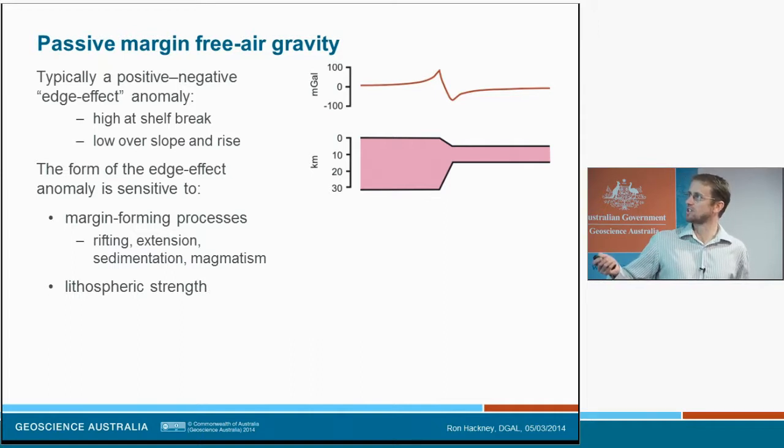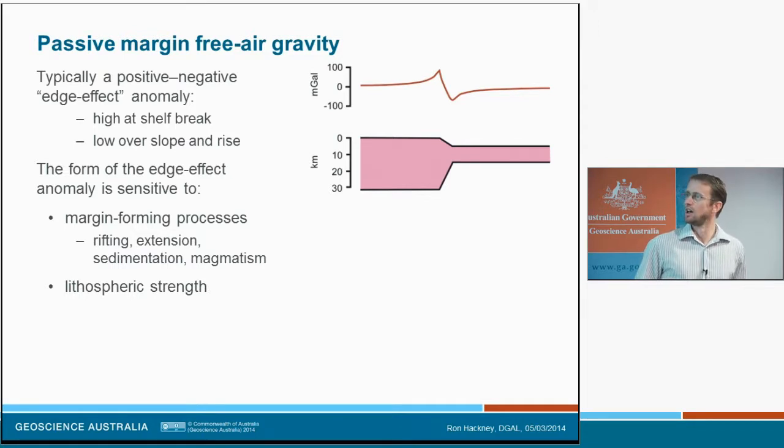So the form of this edge effect typically is like this, but it's going to change depending on what else has gone on during the formation of this margin. You know, how much rifting, how much extension, how much sediment was deposited on top of it all, how much magmatism was there underplating underneath. That's all going to change the form of this edge effect on the free air gravity anomaly. It's also going to depend on the lithospheric strength, which is going to control the amount of extension, those kinds of things.